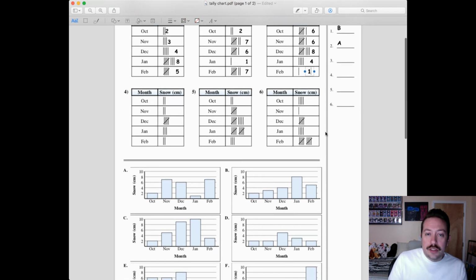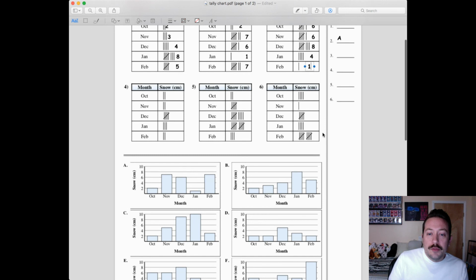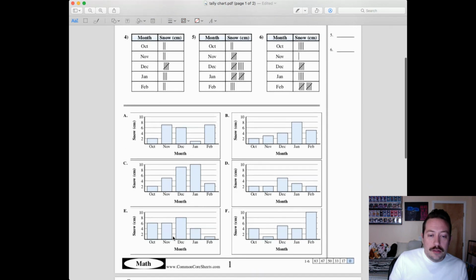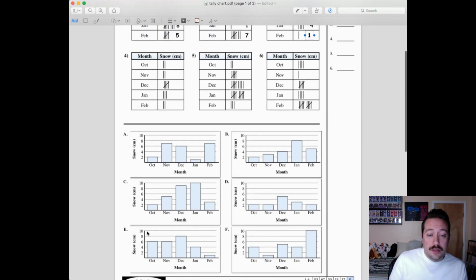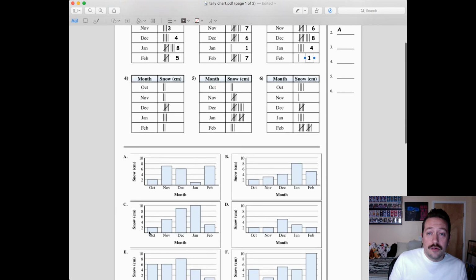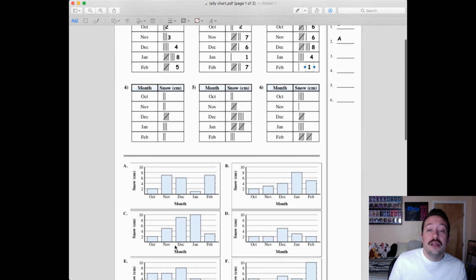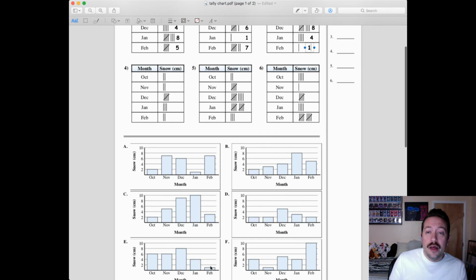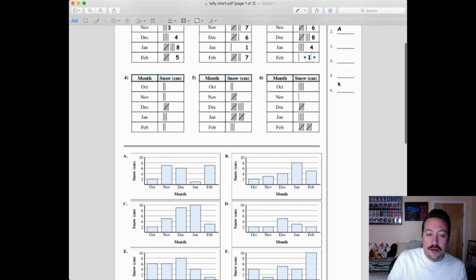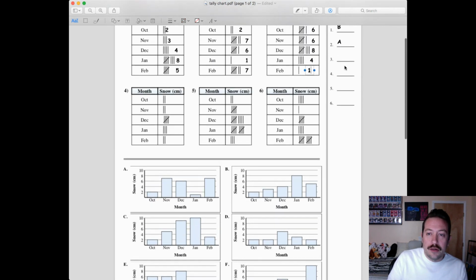Okay, so let's take a look here. I'm looking for October with 6. Right now, it looks like it's just this letter E. So let's check to see if the rest is correct. November is 6. That works. December is 8. Yup. January is 4. And February is 1. So the answer for that would be letter E.